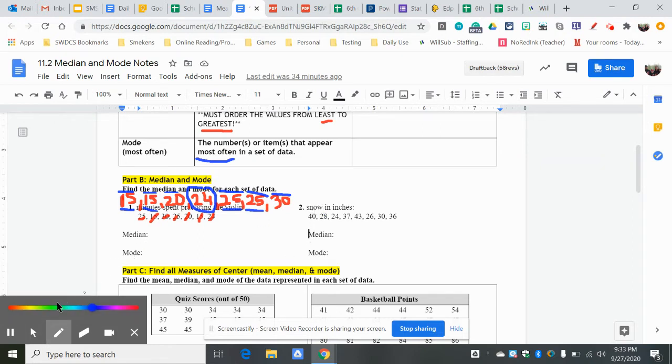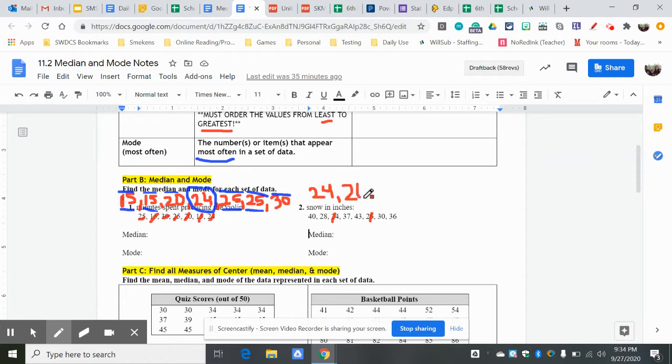Number two over here is snow in inches. I'm going to go back to my red, okay? We need to find the median, which means I have to first put these numbers in order from least to greatest. So go ahead and write out these numbers, least to greatest. You can go faster than me and then check it. I'm going to have 24. And then I've got 26. Oh, that's a 36.